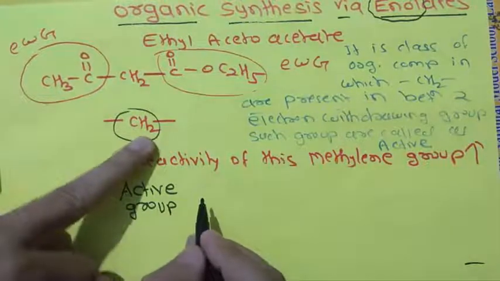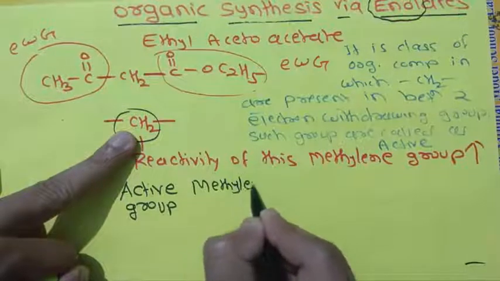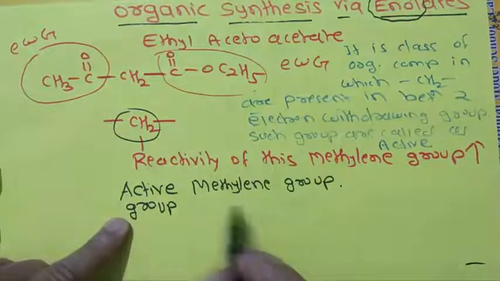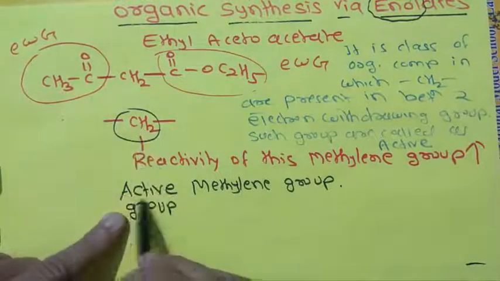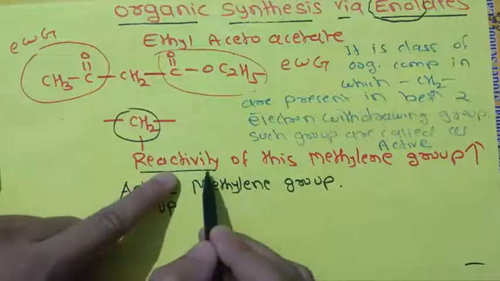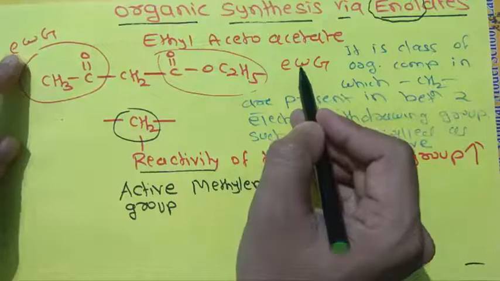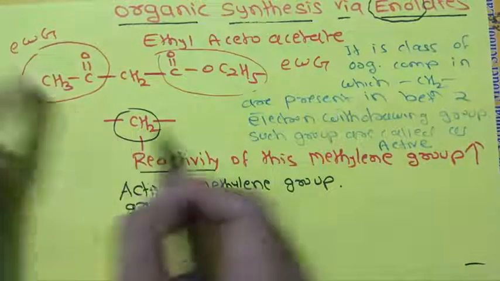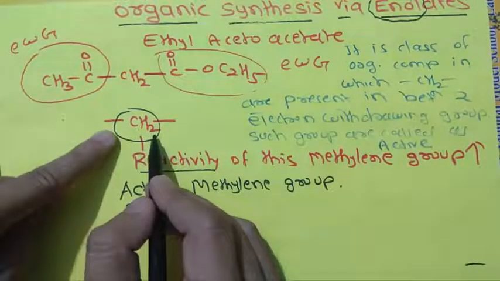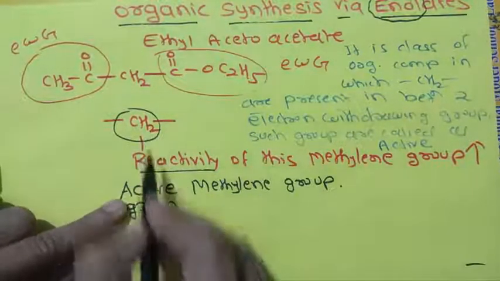What is the name of this group? It is CH2, the methylene group. This CH2 group is called an active methylene group because it is very reactive, because it is present in between the two electron withdrawing groups. Whenever a methylene group is present in between two electron withdrawing groups, its reactivity is increased. That's why this CH2 group is called active.